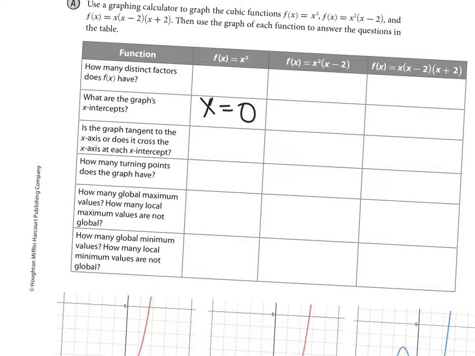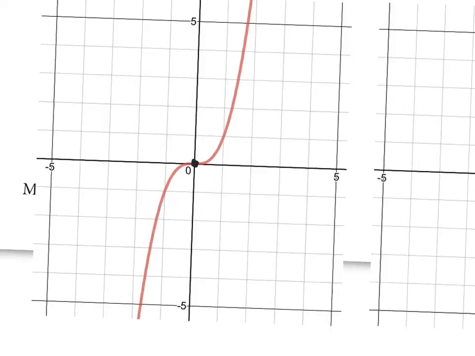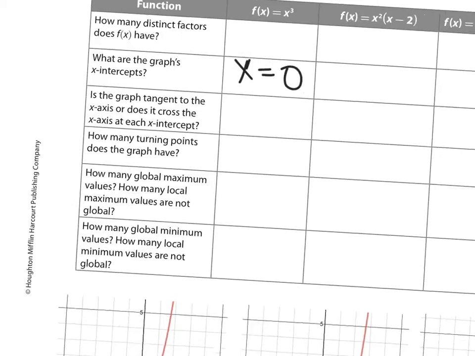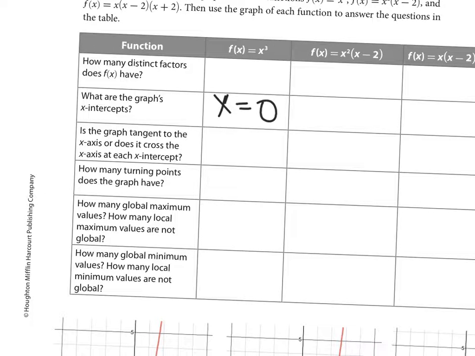So the next question is kind of a weird question. It asks us, is the graph tangent to the x-axis at that point, or does it cross the x-axis at that point? That's a good question. What does tangent mean? It barely touches it. It comes down, touches it, and goes back away. Okay? So the question is, does this graph touch the x-axis at 0, or does it cross the x-axis at 0? It crosses it. So we're going to put that in our next blank, that it crosses the x-axis at 0.